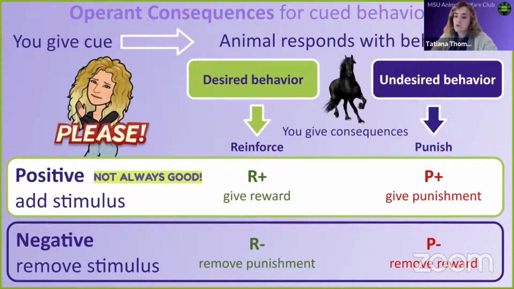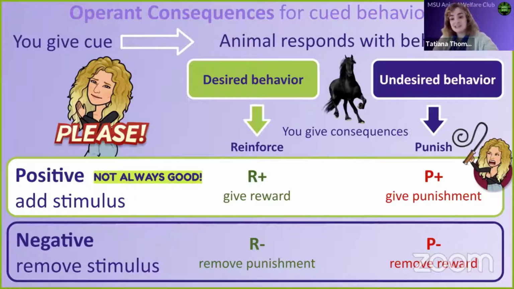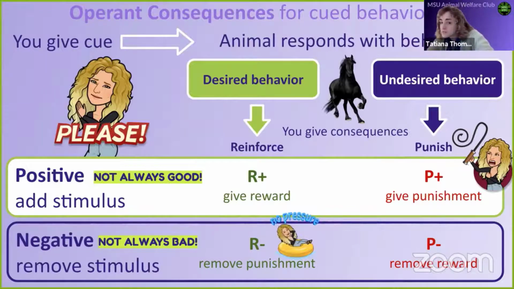Now, positive does not always mean good. If you are giving a positive punishment, you're doing something the animal doesn't like, for example, whipping a horse, which we would not want to do. Negative does not always mean bad either. In that same situation, when you're reinforcing the behavior, you're going to remove that pressure. What's really important to remember is that positive punishment is always accompanied by negative reinforcement when the animal gives a desired behavior, and positive reinforcement is always accompanied by negative punishment when the animal gives undesired behaviors.